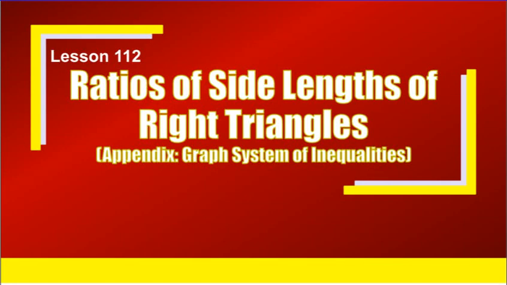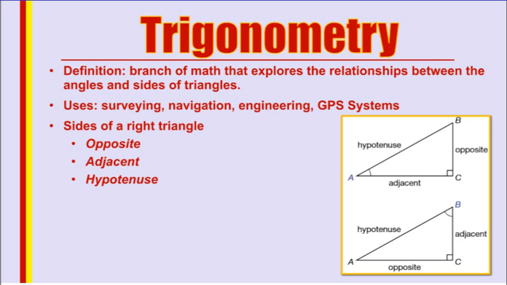Lesson 112, ratios of side lengths of a right triangle, and the appendix lesson, graph system of inequalities. We'll be looking at a little bit of trigonometry today. The definition is just a branch of math that explores the relationships between angles and sides of a triangle. And in these triangles, these would be right triangles.